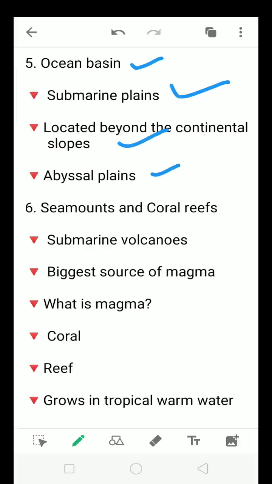After that, another feature is called seamount or coral reef. Seamounts are submarine volcanoes that are found near ocean ridges. These are the biggest source of magma. When the submarine volcanoes exist, as a result we can find magma. Magma is molten rock.